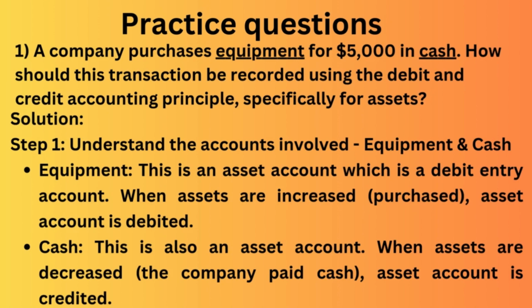Now let's go to cash. Cash is also an asset account. And we know, like I said, all asset accounts are debit entry accounts. And so the point of entry is on the debit side, like I said earlier. And so if you need to increase your cash, you need to post to the debit side. But if you're reducing your cash, then you post to the credit side.